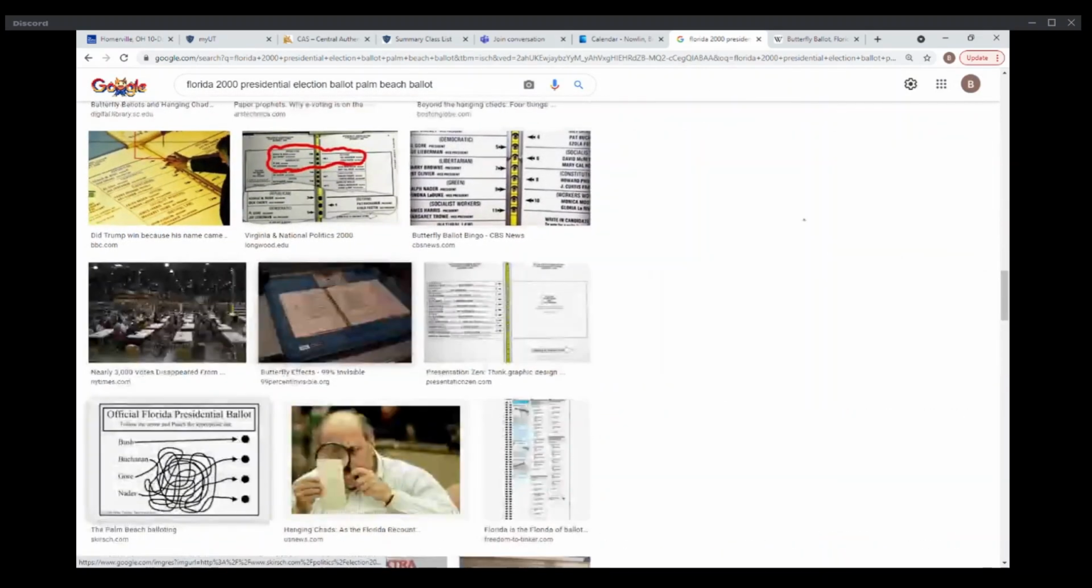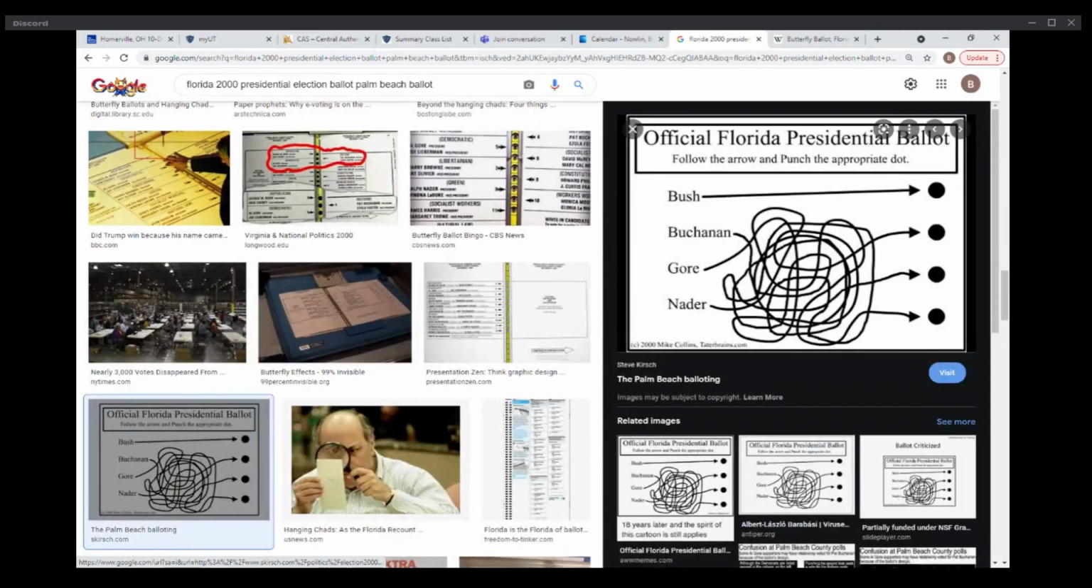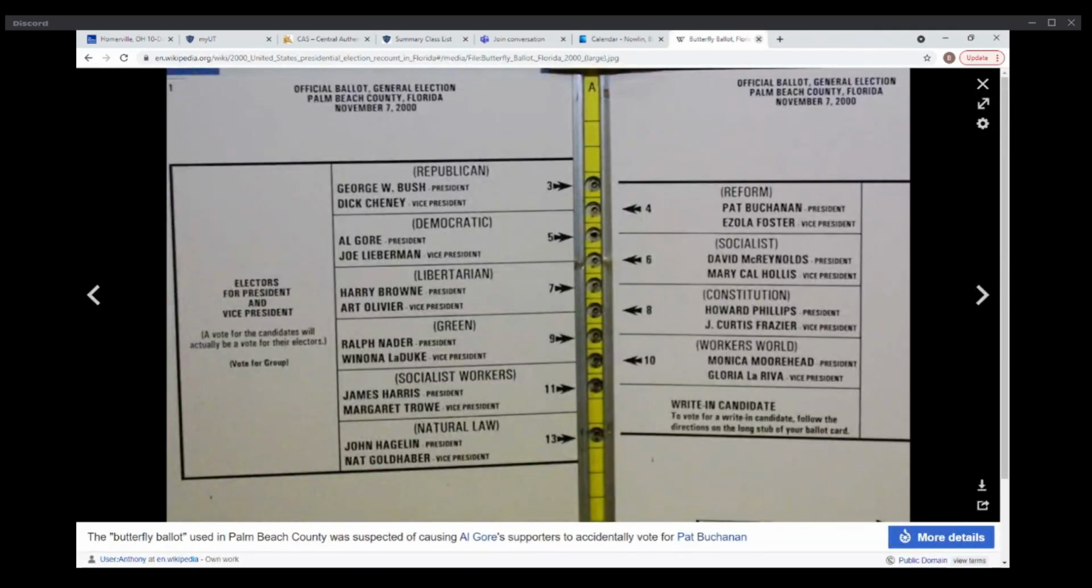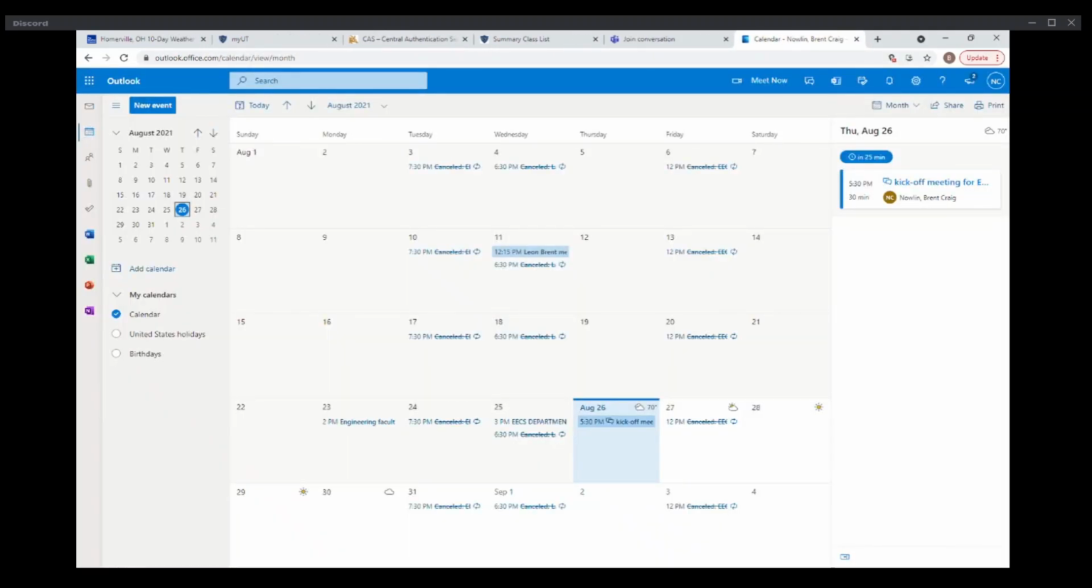Here, this is one I want to show you. This was the official Florida presidential. Whether you agree or disagree, another thing we pointed out was it was kind of scary that the president of the United States was being determined by people who couldn't read a ballot, which is a little bit true, a little bit unfair too.